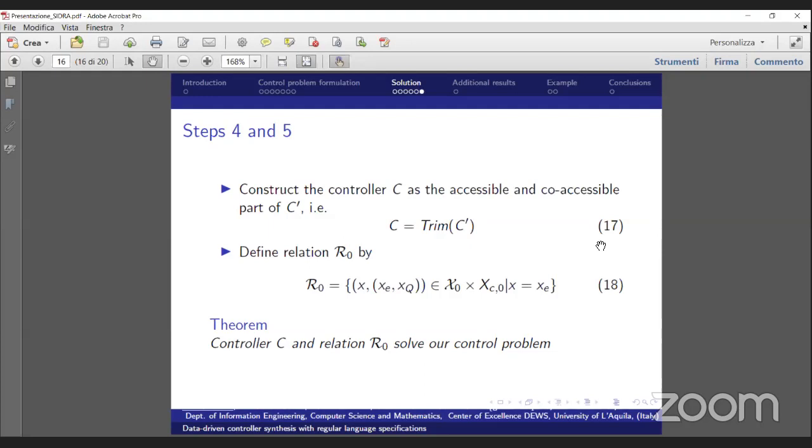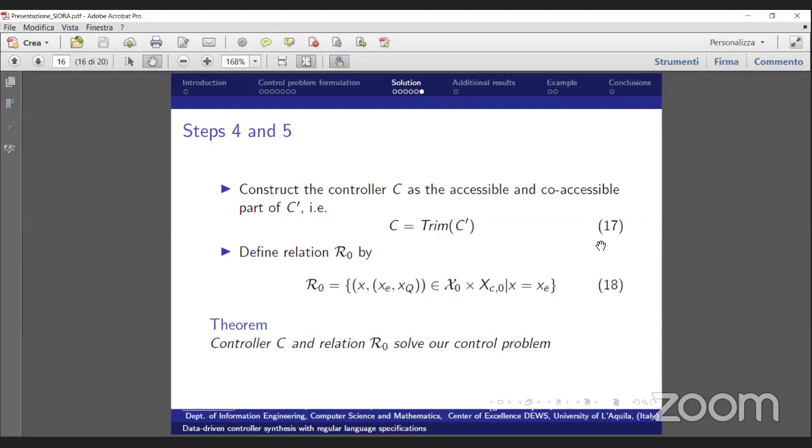On the basis of these controllers, here I can define, as in equation 18, the relation R sub zero. Well, our main contribution says that indeed the controller C in equation 17 and the relation R zero in equation 18 solve our control problem. Okay.